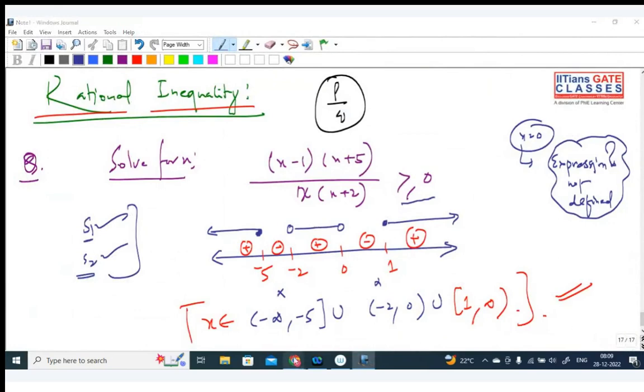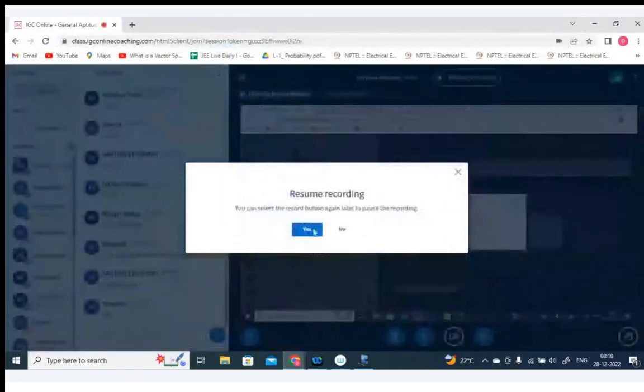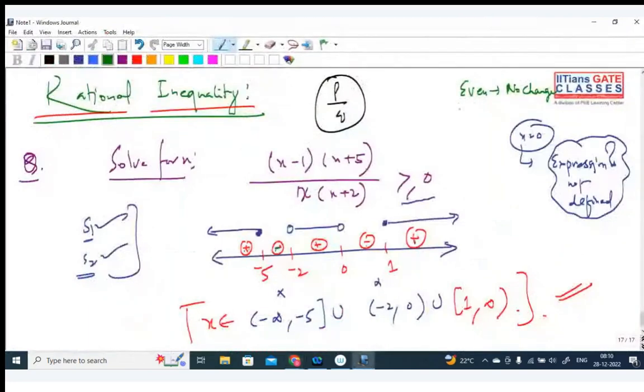Yes, Subhi, tell me. Are you asking something? And for odd, you have to change. You see here, I started with positive. Now you see this root 1. We are getting 1 from this. So what is the power of x? 1. So odd power is there, so sign change is there.